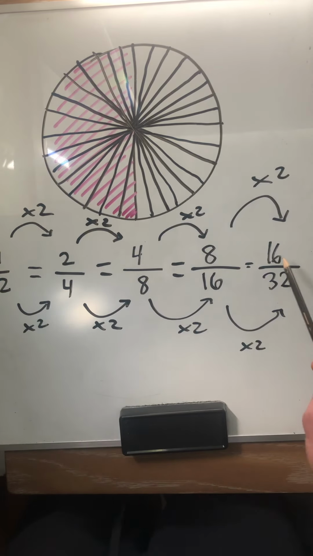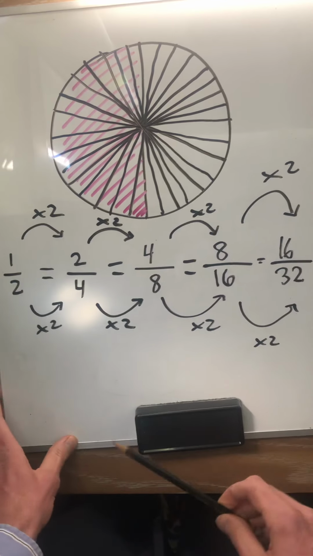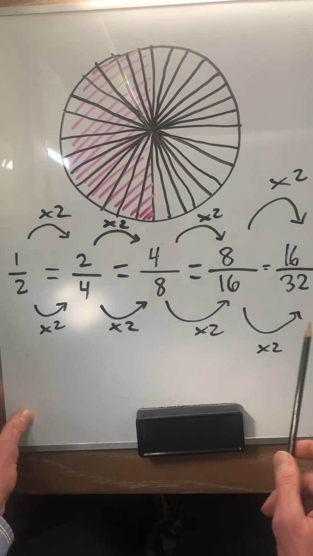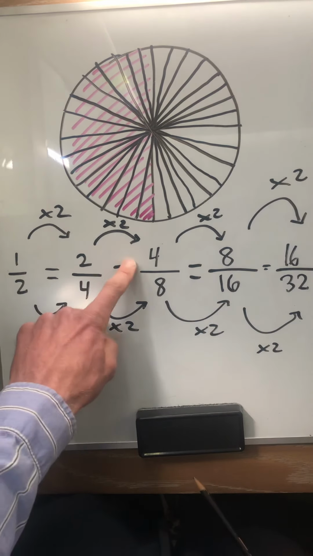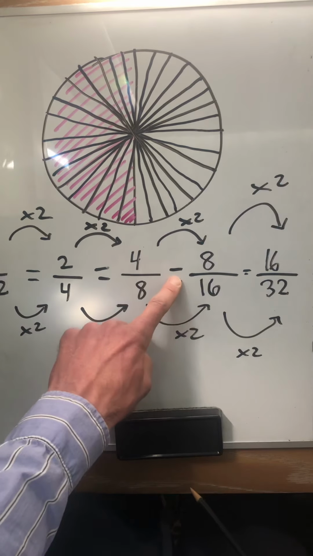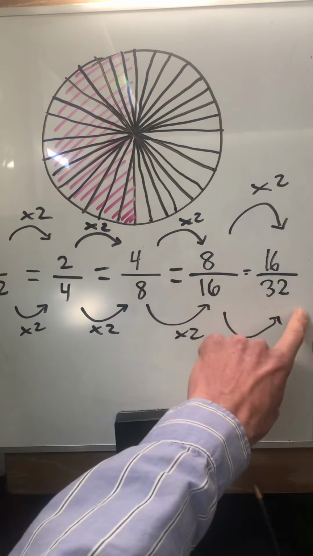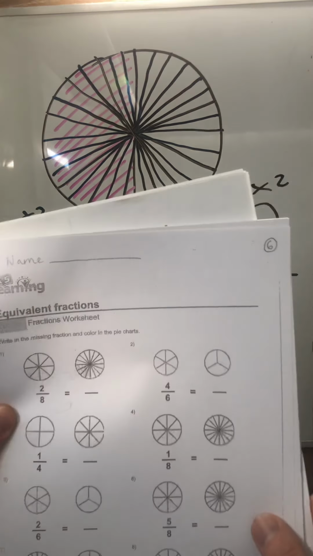I don't have 1 piece anymore. Now I've got 16 pieces. But the pieces are way smaller. And as they do these, it's kind of fun just to look at the patterns too. Notice how 1 is half of 2, 2 is half of 4, 4 is half of 8. Do you think that would keep going on forever? So please finish page 6.